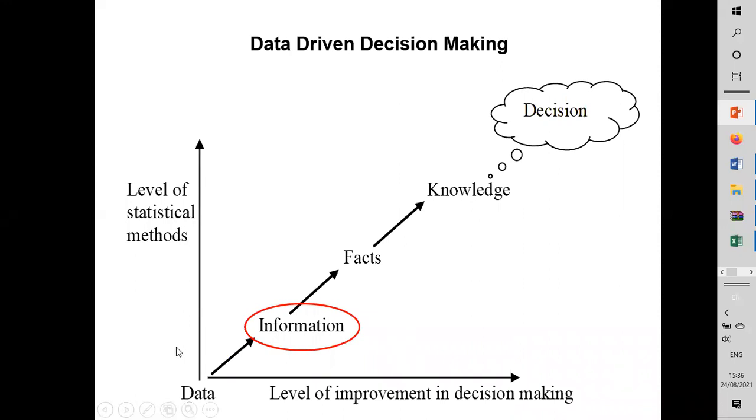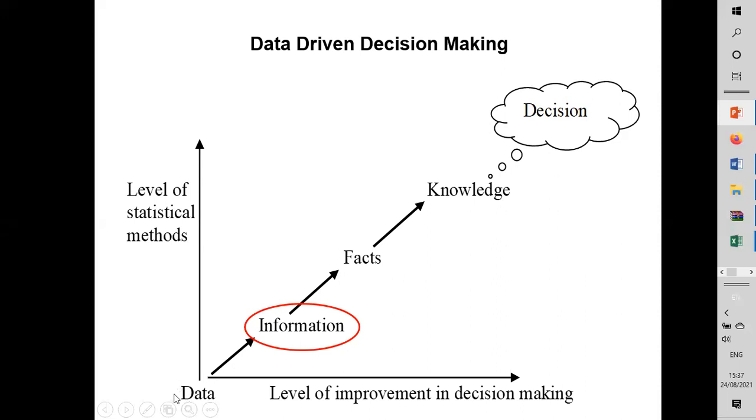Data, that's what you get. From data, we extract information. So from here to here, this part is called descriptive. Later, you move higher and higher. It's called data-driven decision making. The decision is going to come from the knowledge we have, which came from the hypothesis testing, all done from the information gained from data.